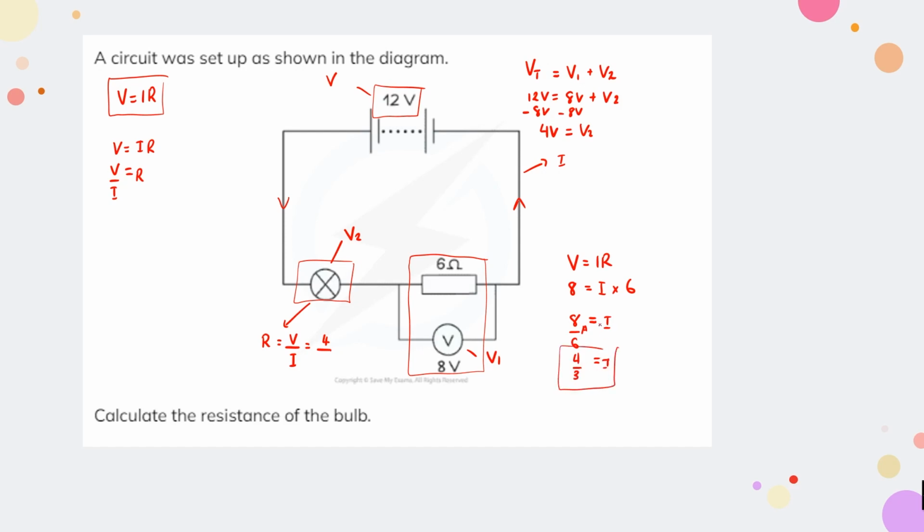So we know what the current is now. We can just do 4 over 3, and we can do it as a fraction. We've got a reciprocal of a fraction. Okay, so we can just do it this way, not using a calculator, and we get the following: 12 over 4. And so we know the answer is 3 ohms. Let me just write this out again.